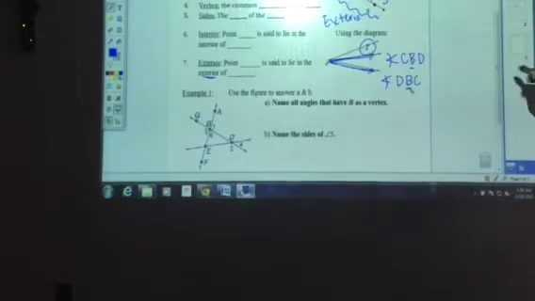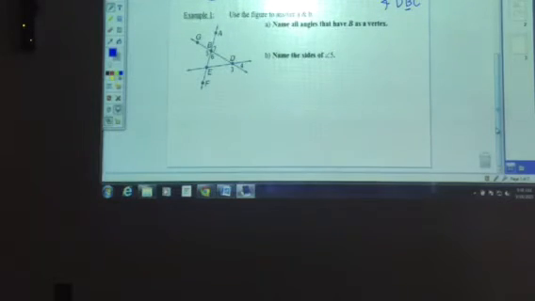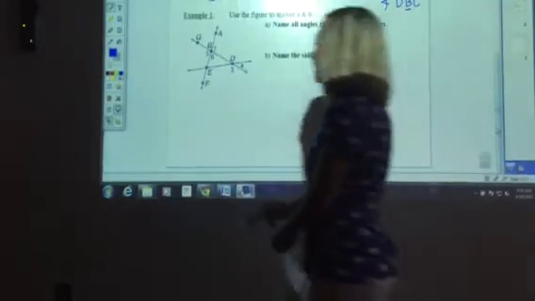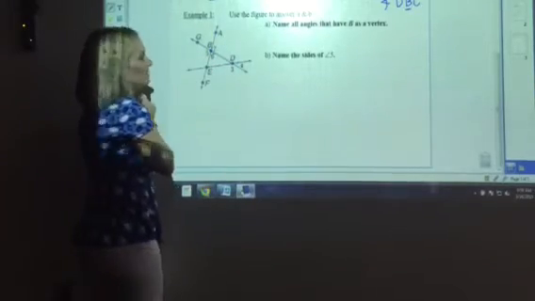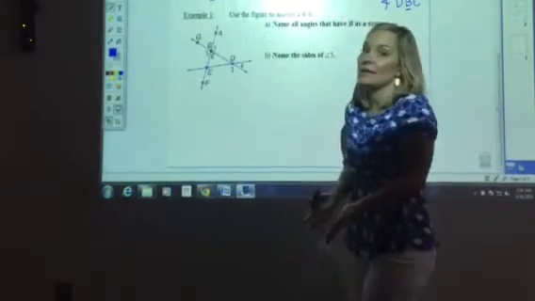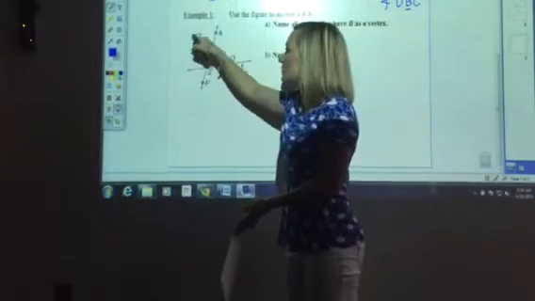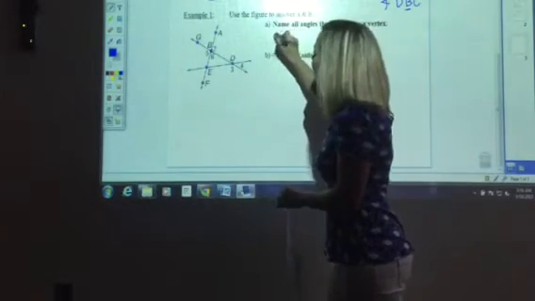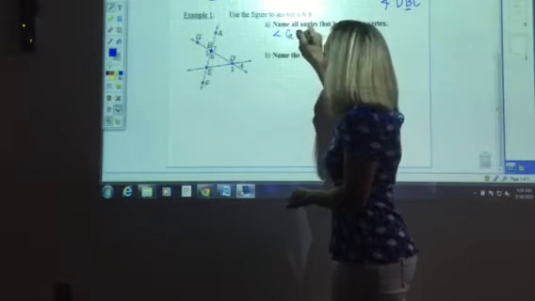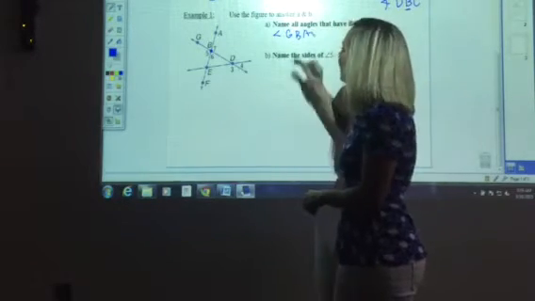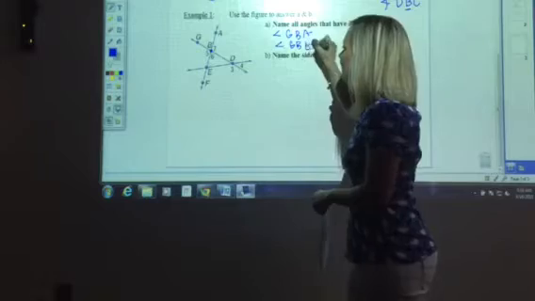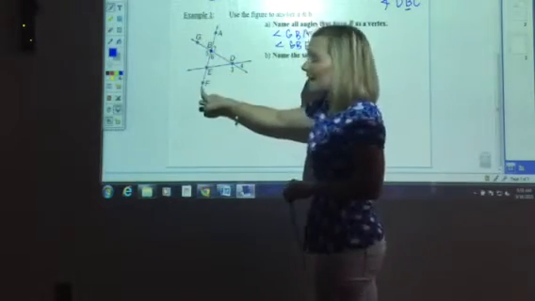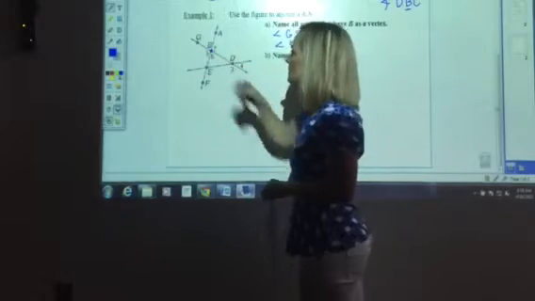Example 1 says to use the figure to answer A and B. Name all the angles that have B as the vertex. So here's B right here. Notice I have four angles here. I can't just call any one of them angle B because I've got four of them shown. So my first one, I could call angle GBA. Angle 5 would also be called GBE if I want to. I could call it GBF if I want to as well. It's the same angle.